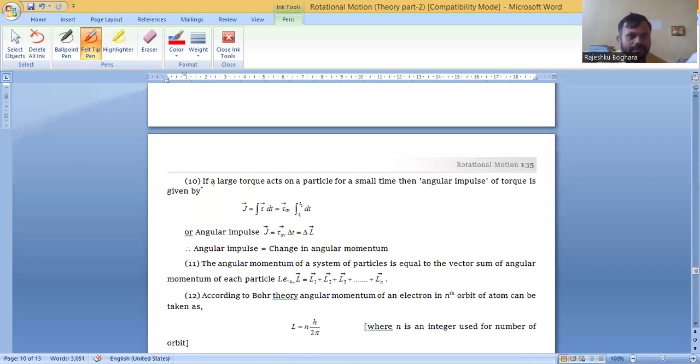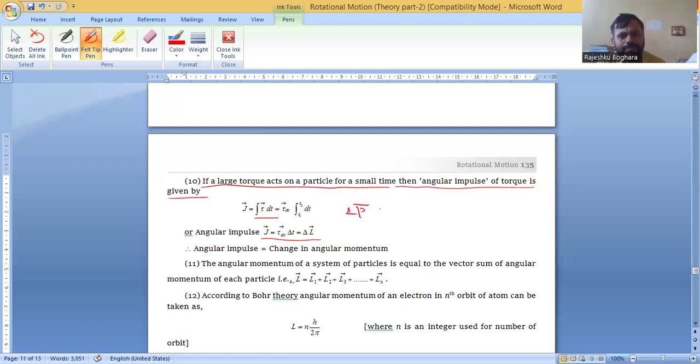If a large torque acts on a particle for a small time, then the angular impulse of torque is given by J equals the integration of torque dt, that is, tau average from T1 to T2 dt. The angular impulse J equals tau average delta T, which is delta L. There we took delta P equal to F delta T. Here delta P is replaced by delta L and F by tau. So angular impulse is equal to the change in angular momentum.